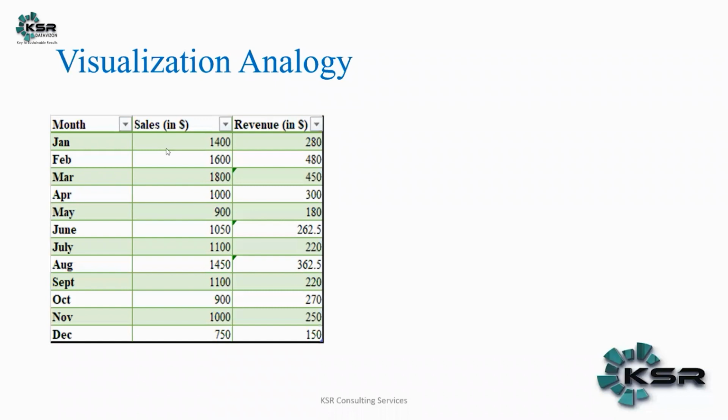Now let's see one example. Here is my data. You can understand this as business data. This business can be anything. You can imagine this as an Amazon business or a Flipkart business or any business where you can see some months, from January to December, what the sales are and what the revenue is.